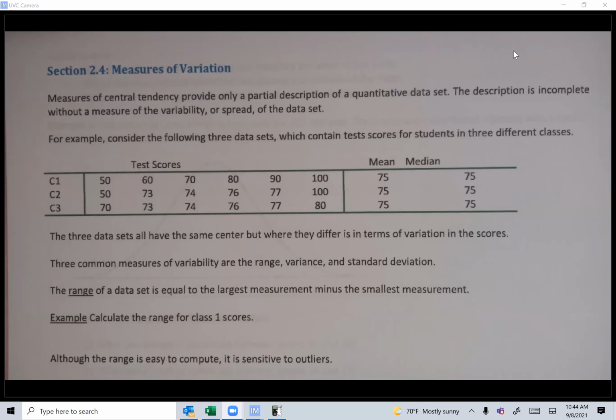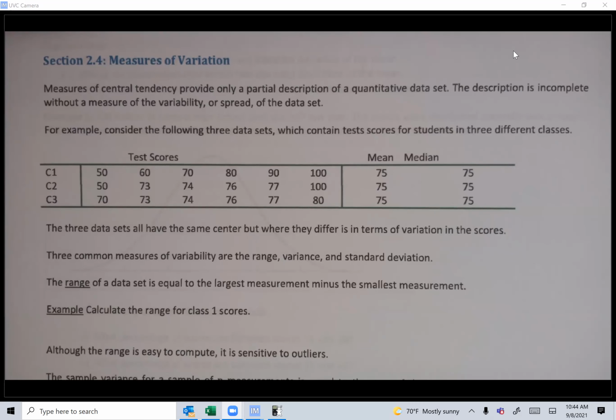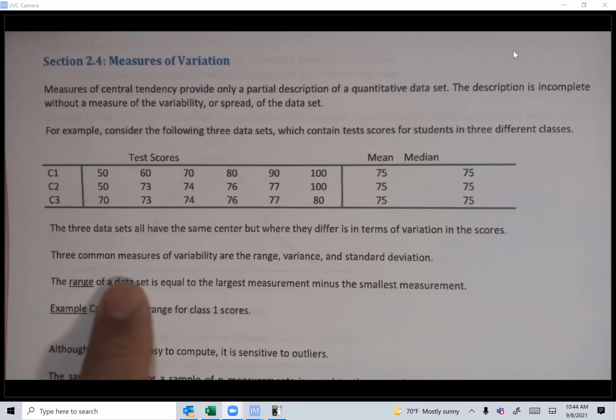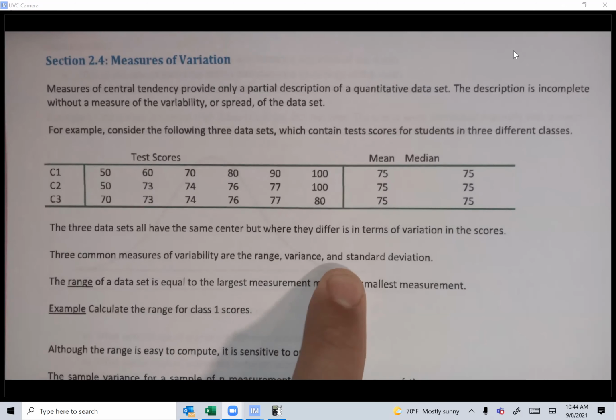So there are 3 measures of variation. One is called the range, which I explained to you. The other one is called the standard deviation, which I'm going to explain in a minute. And the third one, guys, is called the variance, which is the square of the standard deviation. So if you have a standard deviation, let's say 5, you square it, 25, that will be called the variance. So 3 common measures of variability are the range, variance, and standard deviation.